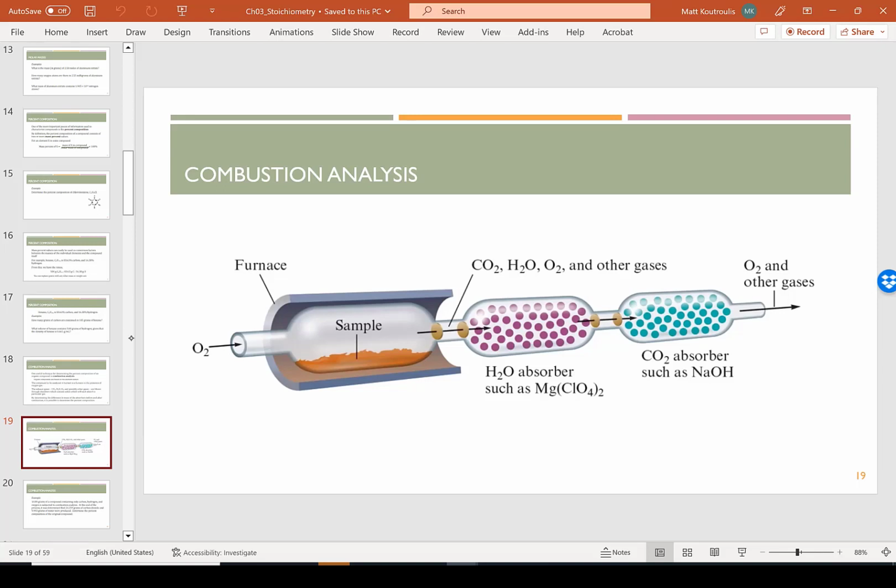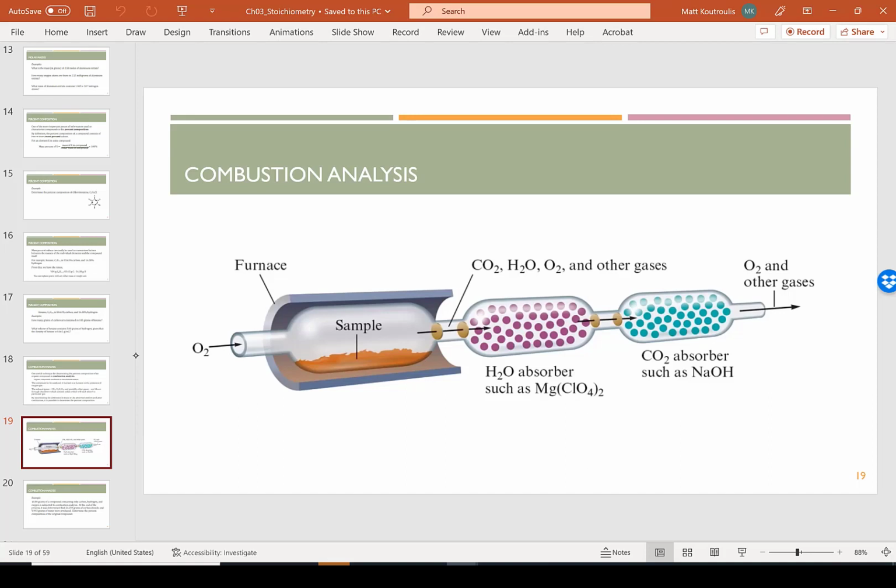Remember, the oxygen is always being pushed through. The CO2 gets absorbed, in this case, on sodium hydroxide. And then since we have an endless supply of O2 gas, oxygen would go out the end. This only works, as I said, if the sample contains carbon, hydrogen, and maybe oxygen. So yes or no oxygen doesn't matter, but those are the only three elements.